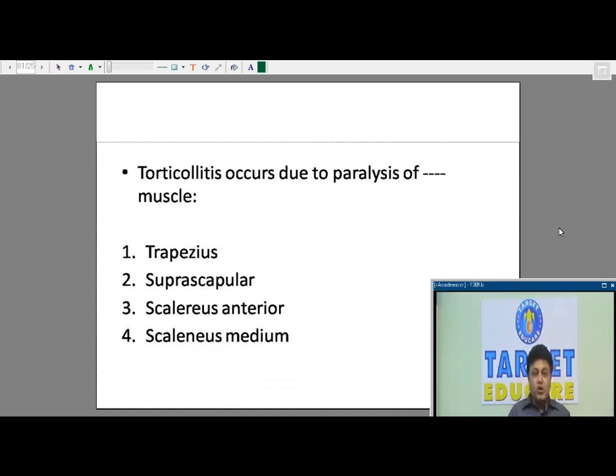Torticollis. Torticollis occurs due to paralysis of which muscle? Trapezius, supraclavicular, scalenus anterior, scalenus medius.